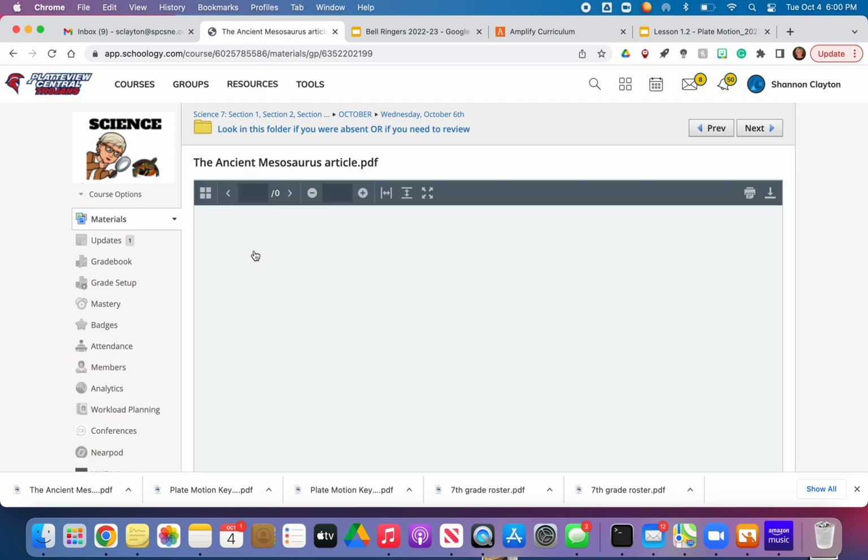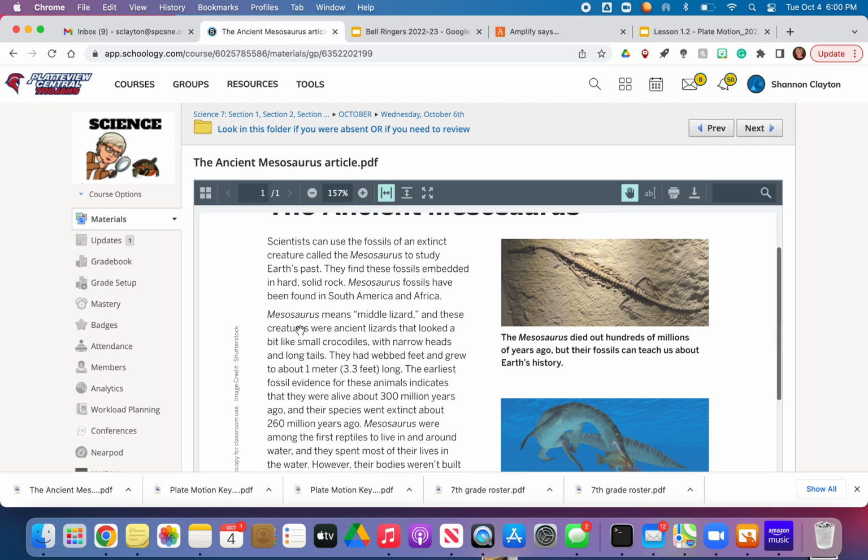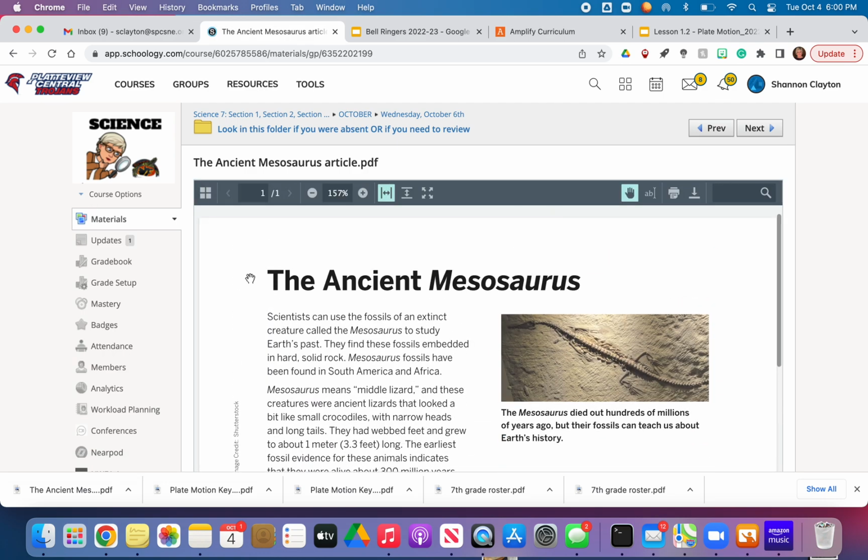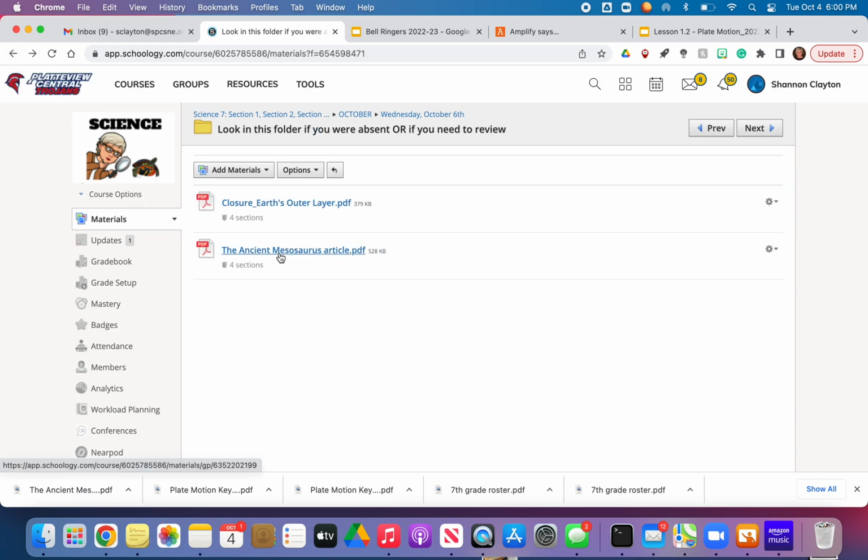It's a really short article. It's just one page, just a couple paragraphs talking about the Ancient Mesosaurus. And that's your homework assignment. You're going to read and annotate that article. So if you were gone today, go ahead and pause the video, copy both of those into your plate motion folder in GoodNotes, and then go ahead and resume the video. Come on back.